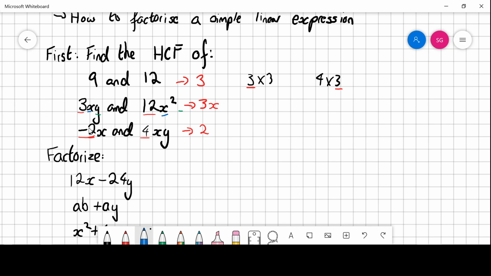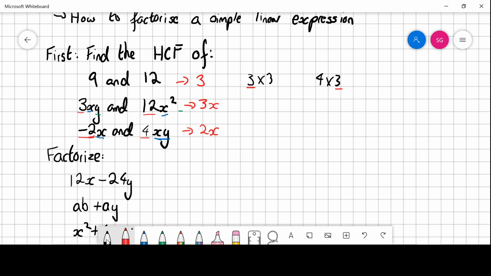Why are we ignoring the minus? Well, we're ignoring the minus because if we didn't ignore the minus, it wouldn't be the highest common factor, it would be kind of the lowest common factor. X and xy, well, you can see x divides both x and xy, so highest common factor, 2x.